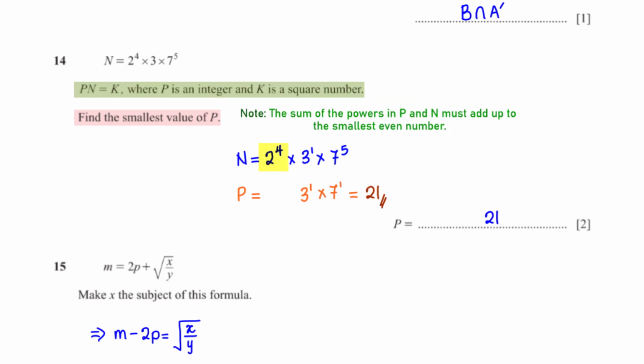2 already has an even power, so we move to 3. 3 has a power of 1, and so to get the smallest even number, which is 2, we bring in 3 raised to the power 1 in p. 7 has a power of 5, and so to get the smallest even number, which is 6, we bring in 7 raised to the power 1 in p. So now for p, we have 3 times 7, which is equal to 21.